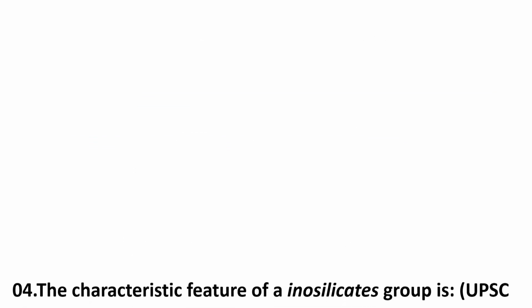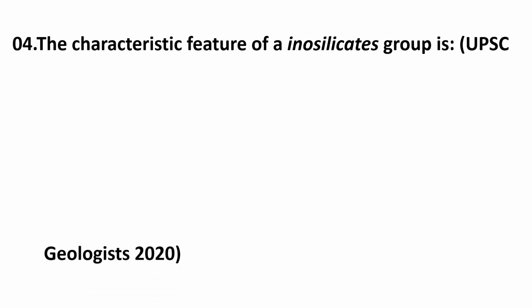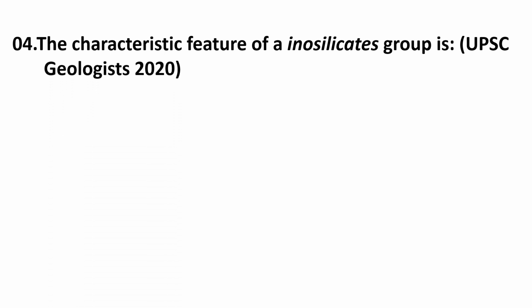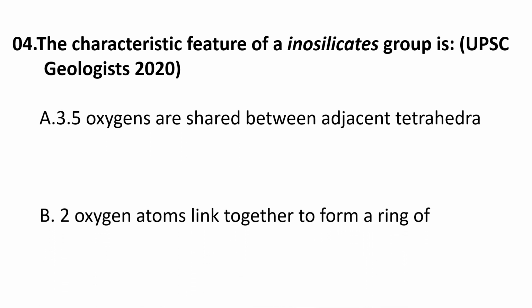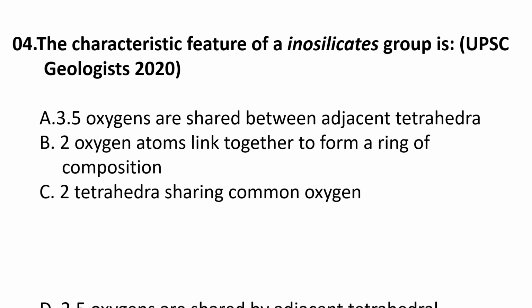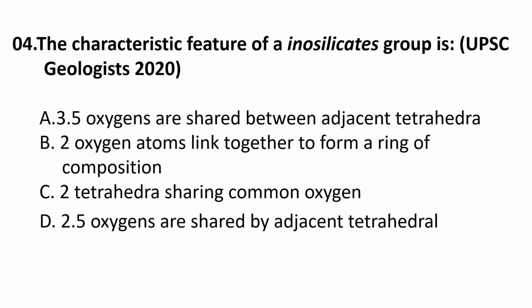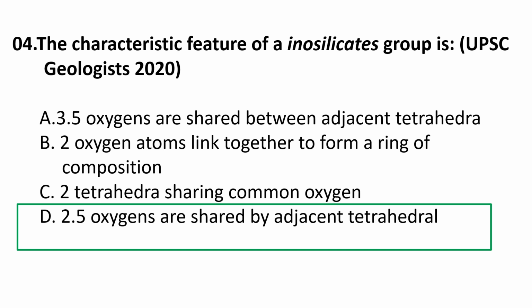Coming to the fourth question, the characteristic feature of an inosilicate group is. Choices are A, 3.5 oxygens are shared between adjacent tetrahedra. B, 2 oxygen atoms linked together to form a ring of composition. And C, 2 tetrahedra sharing common oxygen, and D, 2.5 oxygens are shared by adjacent tetrahedra. So the correct answer is D, 2.5 oxygens are shared by adjacent tetrahedral units. This is the characteristic feature of the inosilicate group.